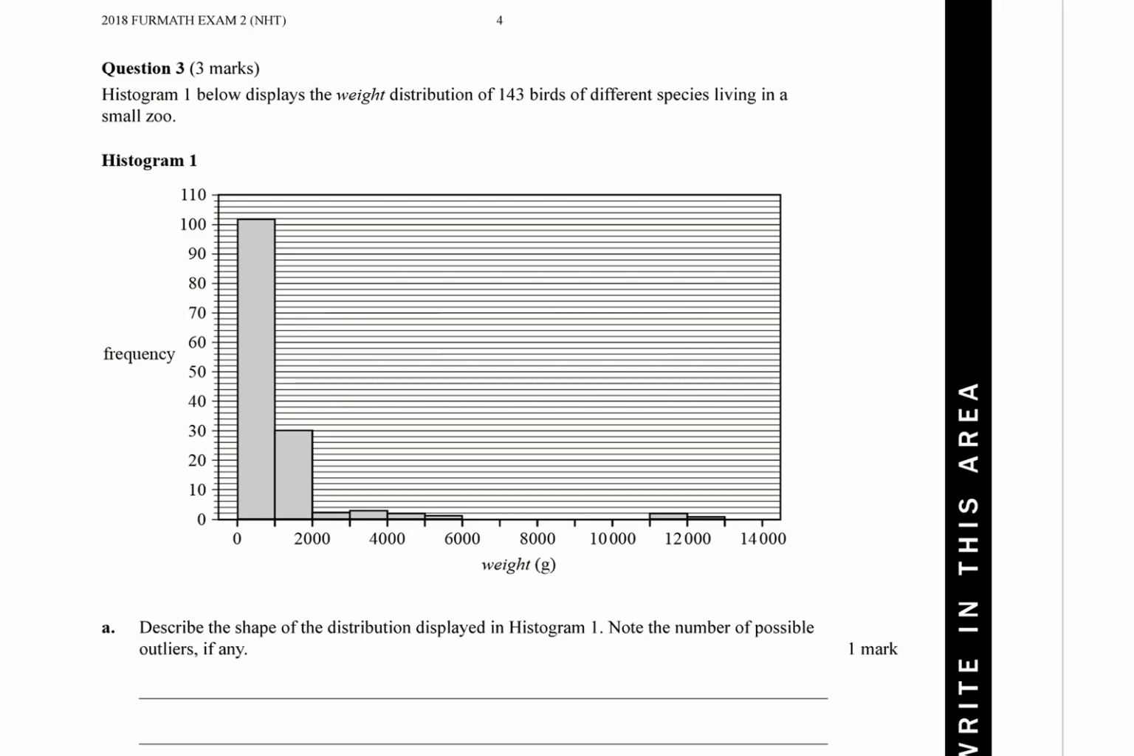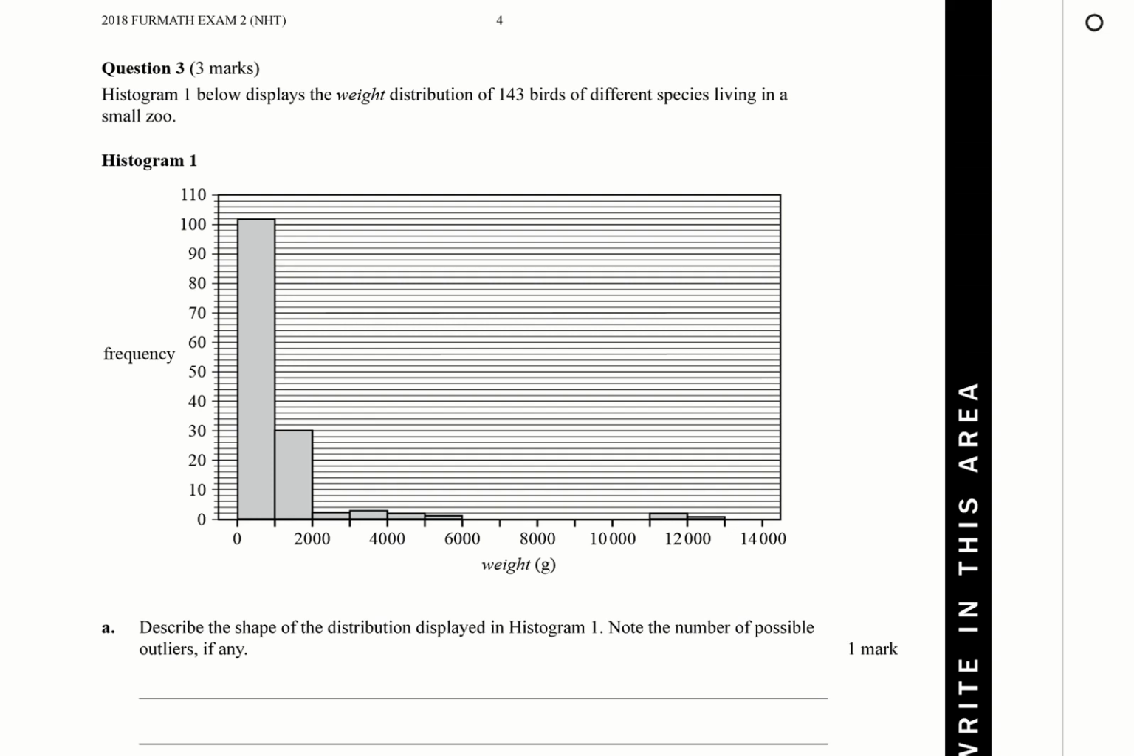Okay, so this is question 3 from exam 2 from the 2018 NHT exams. Let's have a look. It's got a histogram with 3 parts, A, B, and C, and we're looking at the weight distribution of birds living in a small zoo. It says describe the distribution displayed in histogram 1.